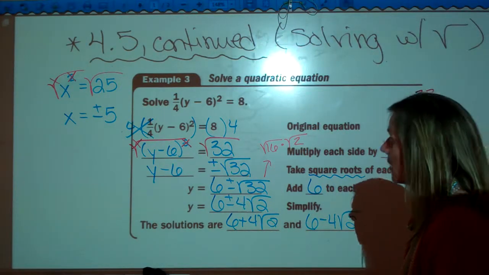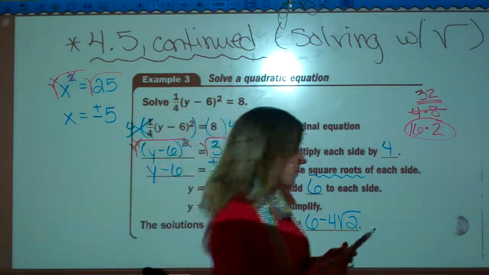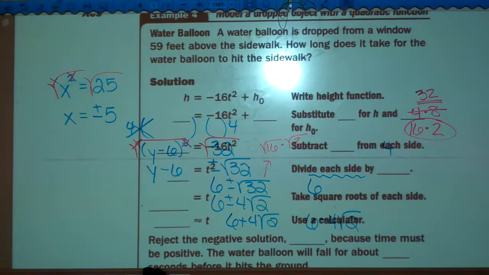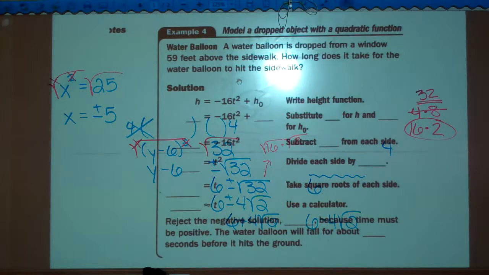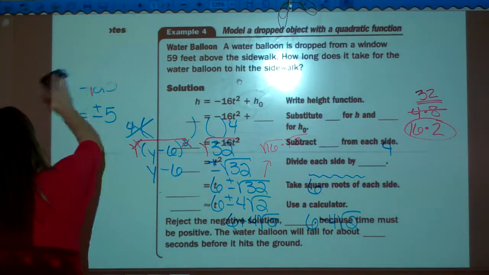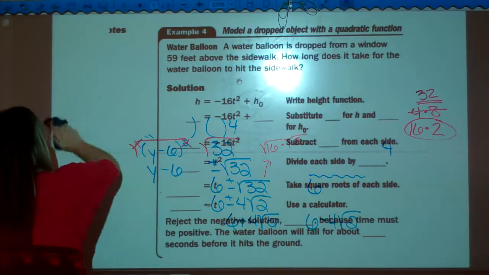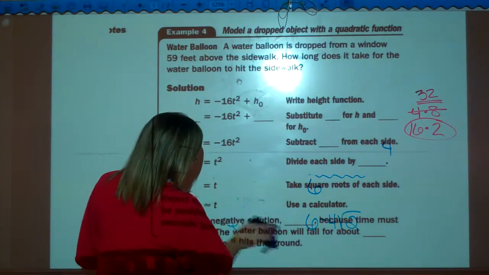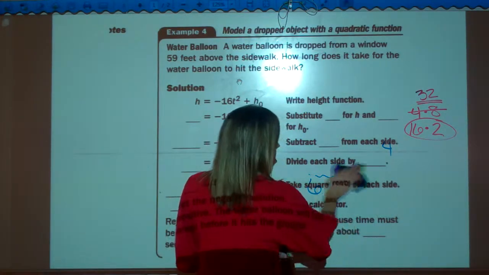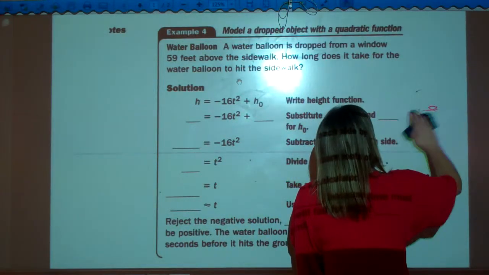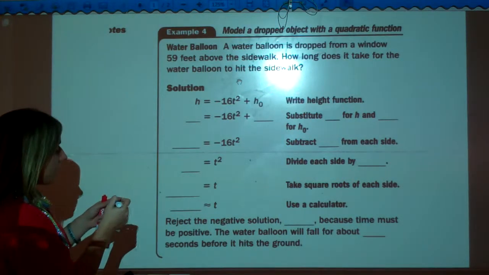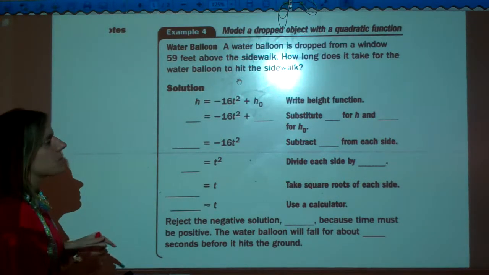All right, so now let's look at another time where you will square root. Here we might square or square root. Actually, it all has to do with square rooting, because that's what we're looking at, solving using those square roots. All right, so a water balloon is dropped from a window 59 feet above the sidewalk. How long does it take for the water balloon to hit the sidewalk?